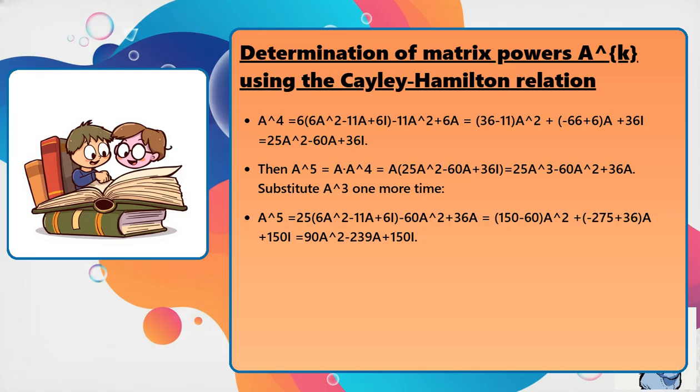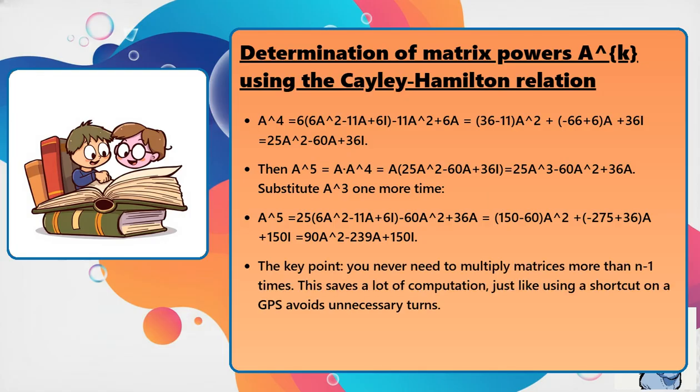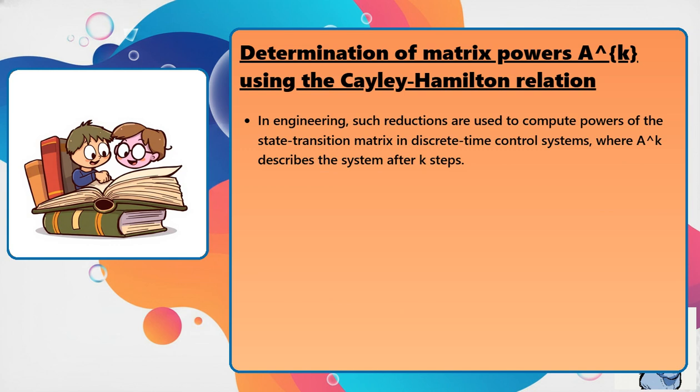A² + 150I = 90A² − 239A + 150I. The key point: you never need to multiply matrices more than n − 1 times. This saves a lot of computation, just like using a shortcut on a GPS avoids unnecessary turns. In engineering, such reductions are used to compute powers of the state transition matrix in discrete-time control systems, where A^k describes the system after k steps.